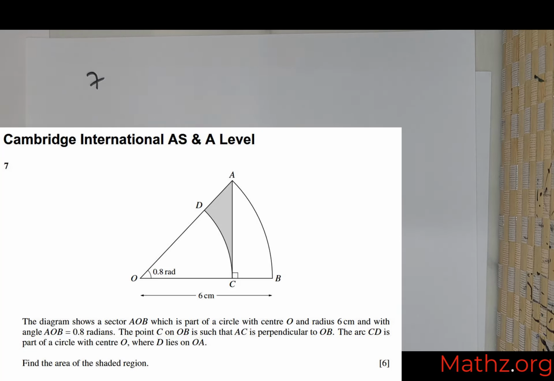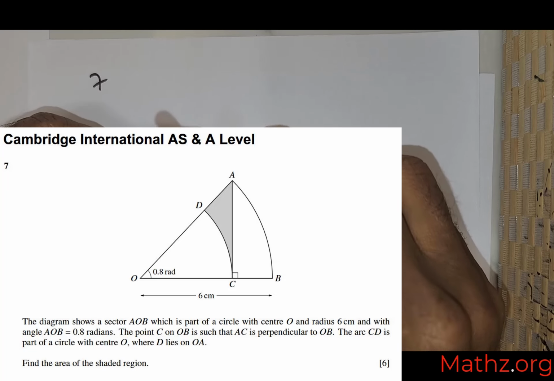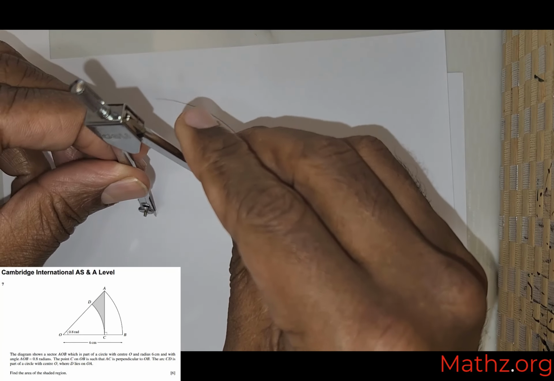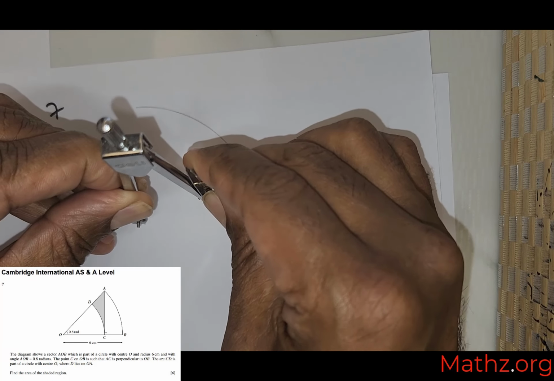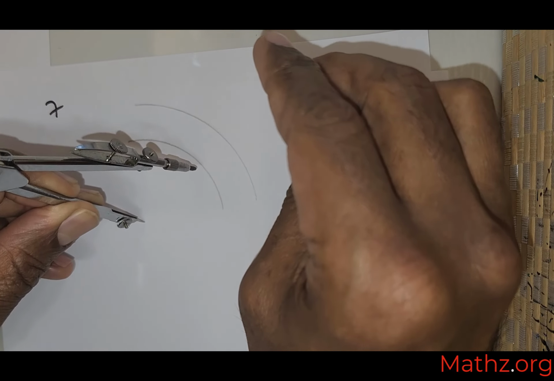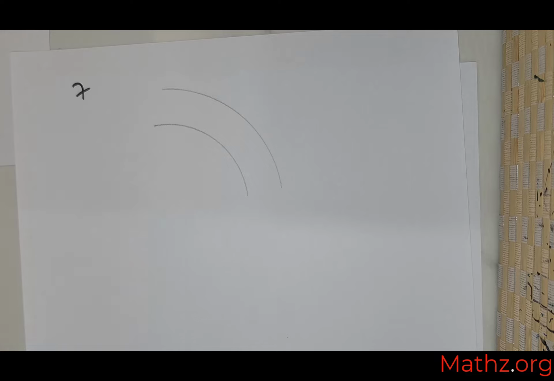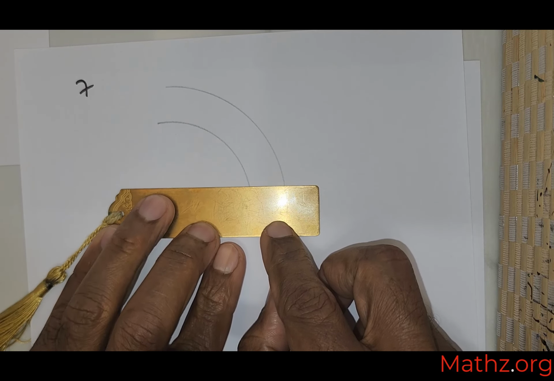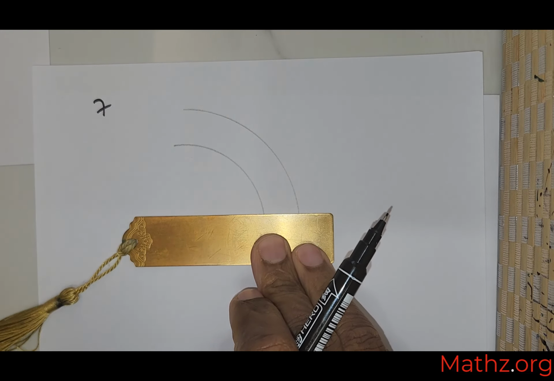Students, this is question number 7 and let me draw the figure. So we got two circles. This is the first circle, and then the second circle. All right, that will do. Let me complete the figure. The figure is not to scale.